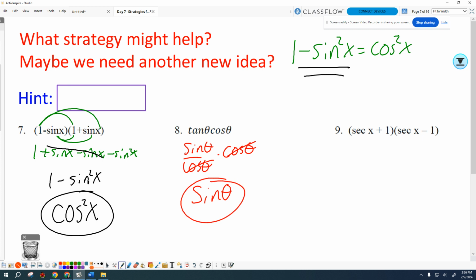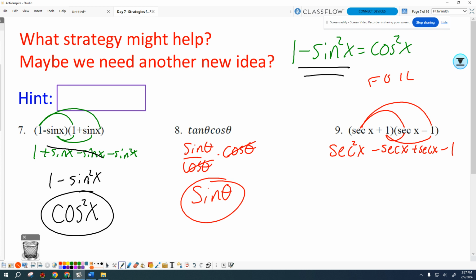This is the kind of thing you might see on the quiz Friday. What do you think? How do we do the foiling thing? Secant squared x first times first, and then negative secant x, outside times outside, and then positive secant x, inside times inside, and then negative 1.